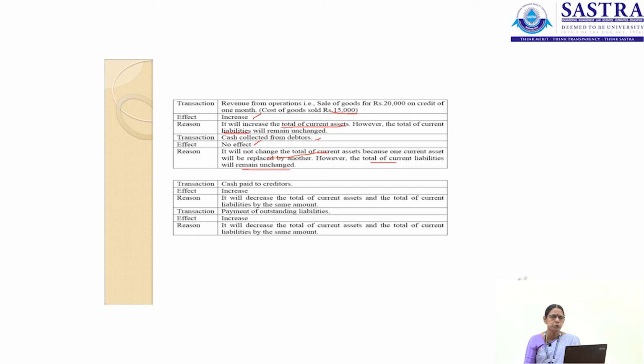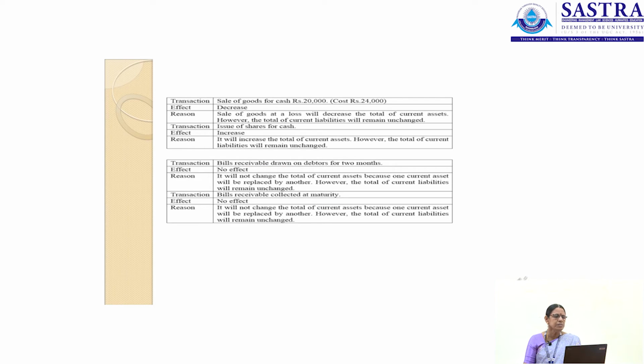Next is cash paid to creditors. When cash is paid to creditors, cash is going to decrease and creditors also decrease. So we have an impact on the current assets and also the current liabilities by the same amount. So the ratio will increase. Next, the payment of outstanding liabilities. When outstanding liabilities are paid, cash will decrease and outstanding liabilities will decrease. So it will decrease the current assets and the current liabilities by the same amount. So it will increase your ratio.